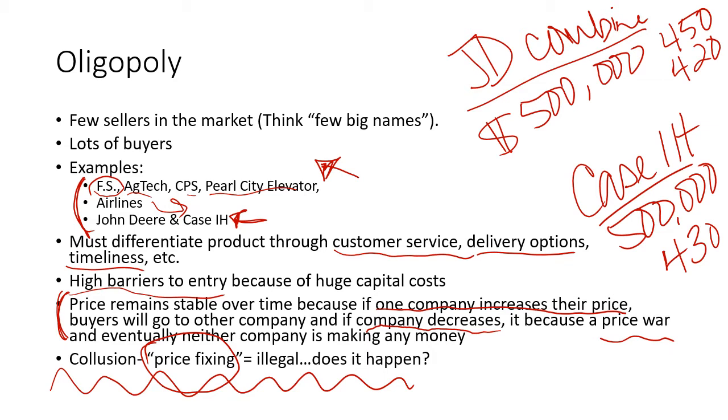Now they could drop their price to try to beat the other person, but eventually they'll get into a price war and they won't make any profit. So 2 companies could agree to stay in the same price range so that they maximize their profits. But again, this all leads back to the fact that within an oligopoly, the price is likely to remain stable over time.